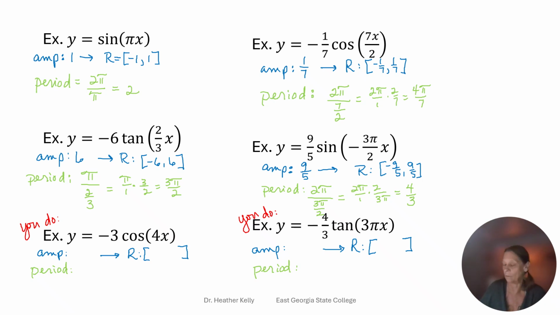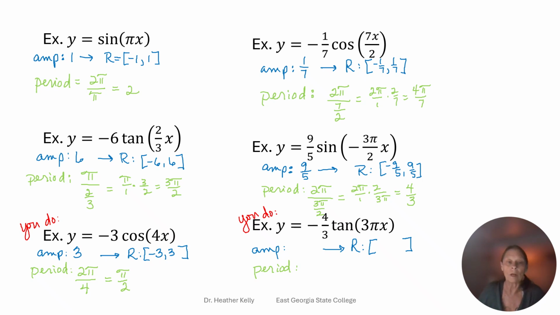Okay, so for the problem on the left here, -3 cosine of 4x, our amplitude is 3, which means our range is going to go from -3 to 3. Our period, because we're dealing with cosine, is 2 pi divided by, in this case, 4. So that means our period is pi over 2. Remember, please simplify everything down to the simplest.